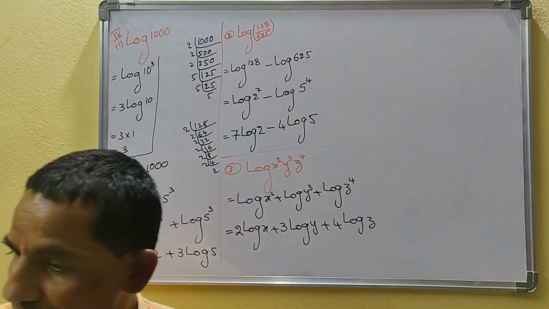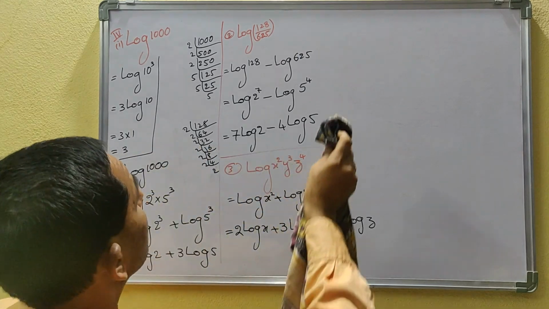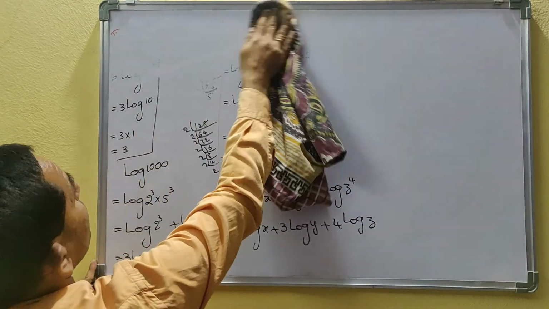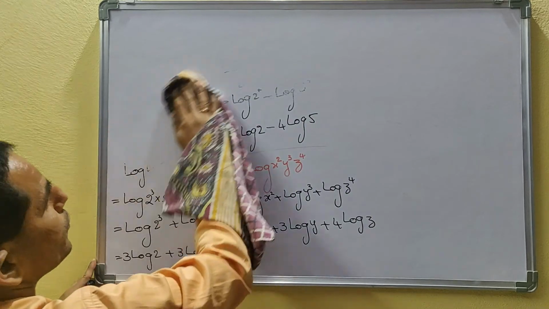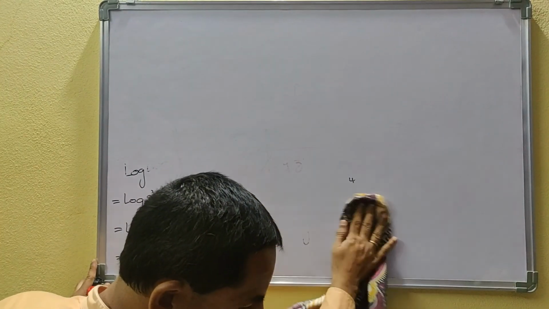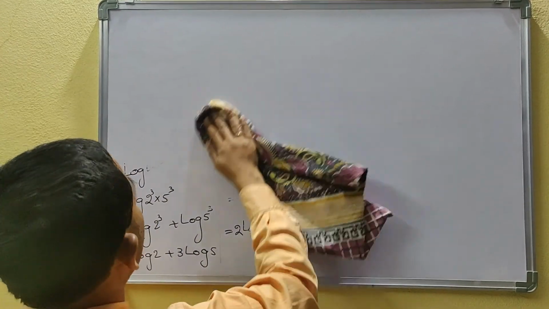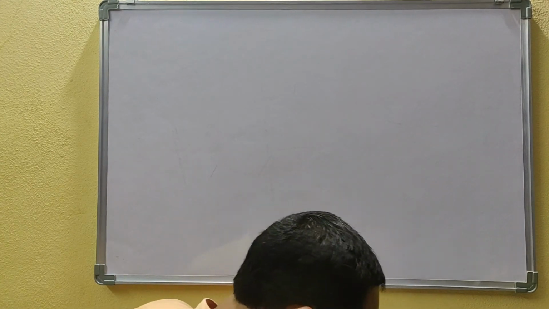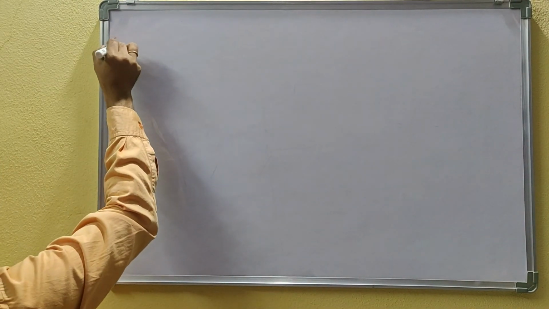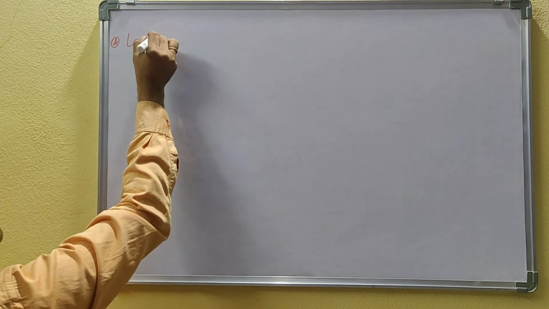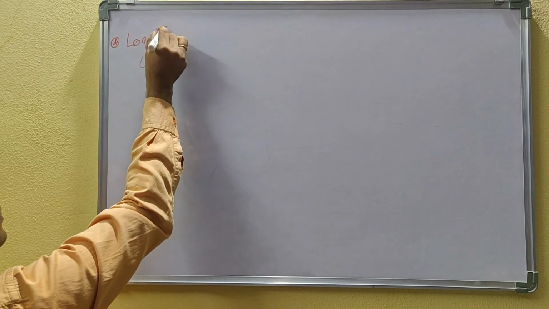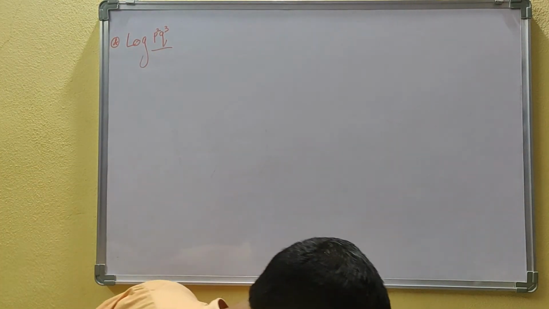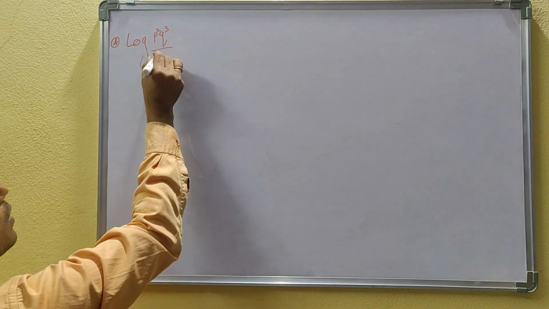Next, fourth question. Remaining two problems are there, fourth and fifth. I will explain these two problems. Question number 4: log p square q cube by r power 4.